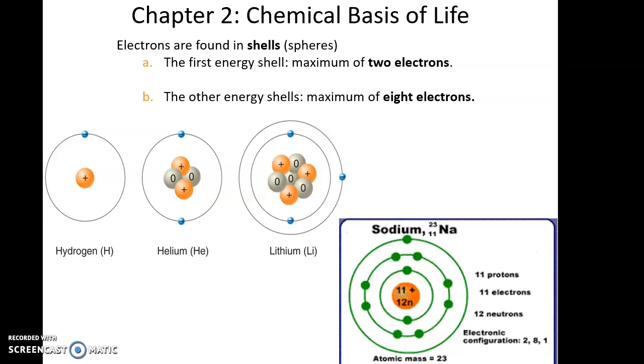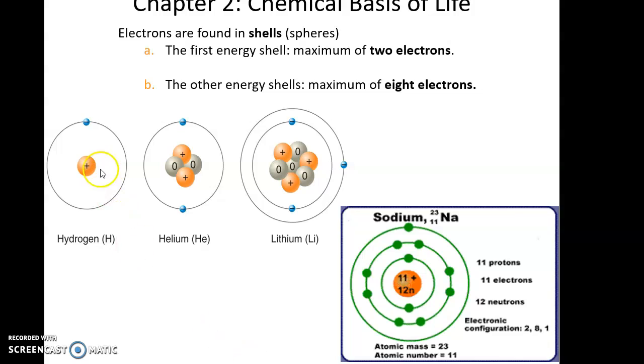The first energy shell has a maximum capacity for 2 electrons. So when we look at hydrogen, it has 1 electron in the first energy shell. Helium has 2 electrons in the first energy shell and is therefore complete. And so if a third electron shows up, so for lithium there are 3 electrons, then that third electron is in the second energy shell.